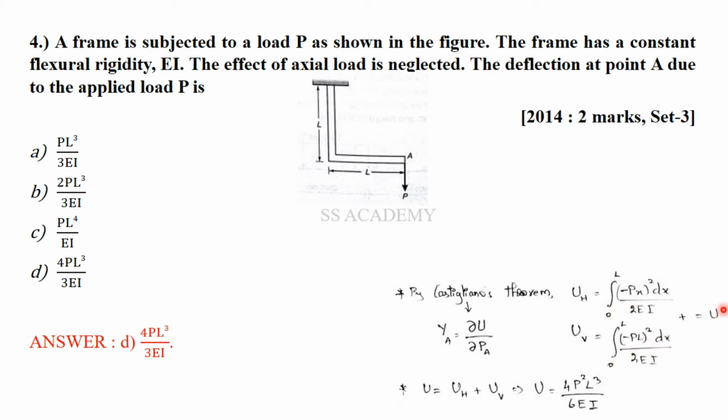Just by adding these two, you will be getting the total strain energy, which comes out to be 4P squared L cube by 6EI. So partially differentiating with respect to the load, we will be getting 4PL cube by 3EI. This is the answer.